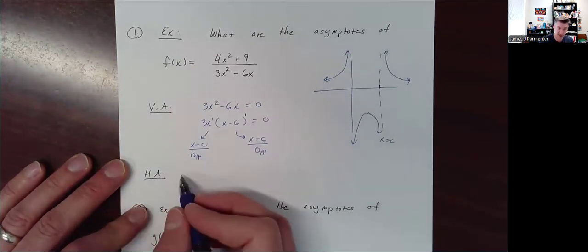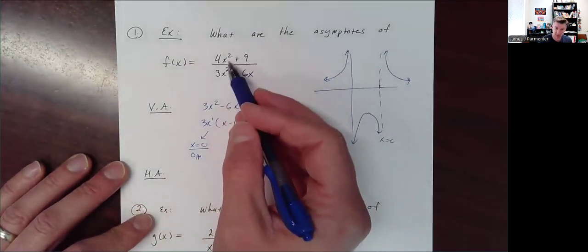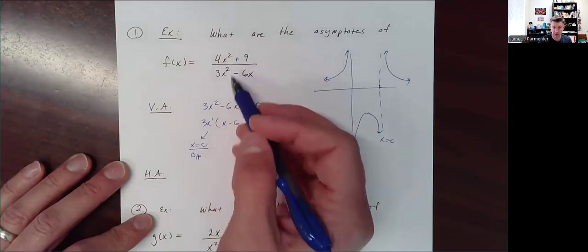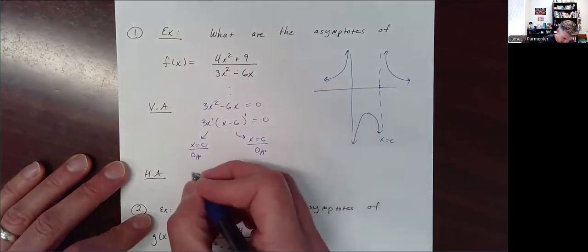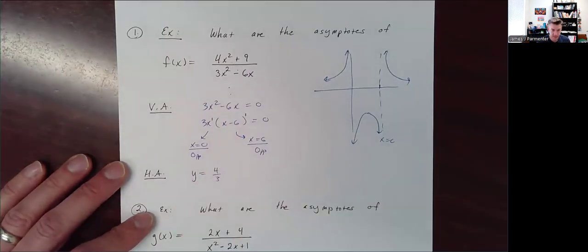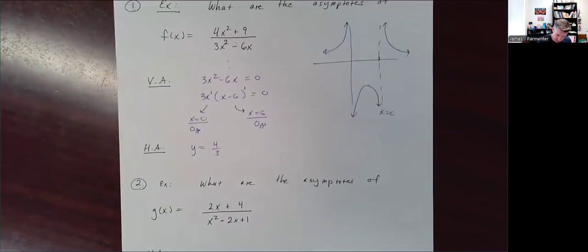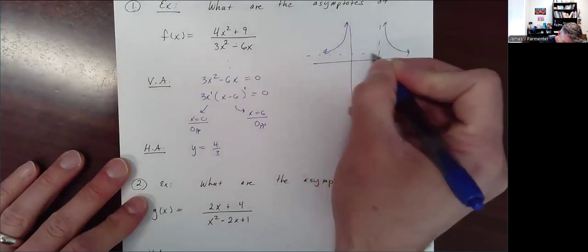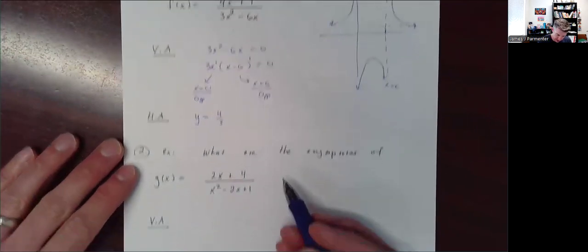And then for the horizontal asymptote, we compare the degrees. Since the degrees are the same, a degree 2 polynomial in the numerator and a degree 2 in the denominator, the horizontal asymptote is going to be y equal to 4/3. That's all there really is to say about the horizontal asymptote. We would plot that like this, and as you go further to the right and further to the left, the function gets closer and closer to that horizontal asymptote. Same idea here.